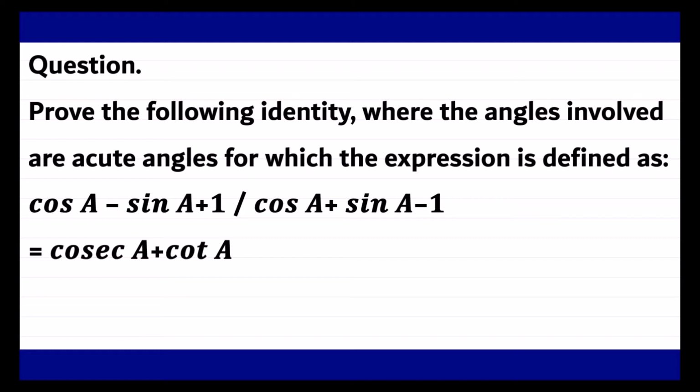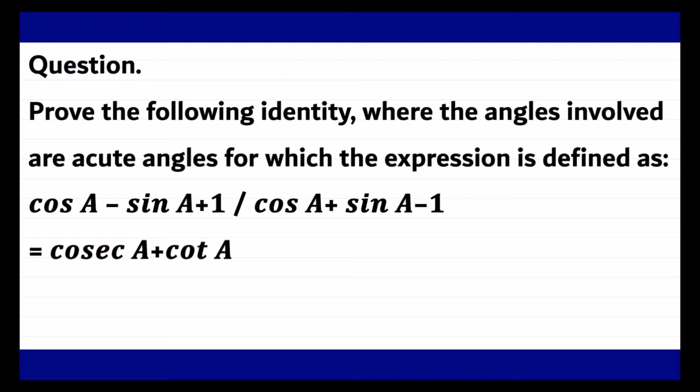Whatever we do, we are going to use the identity cosec square A is equal to 1 plus cot square A. This is what is being given in the question. So now let us move ahead and see how we are going to solve this question, or how we are going to prove that left hand side is equal to right hand side.